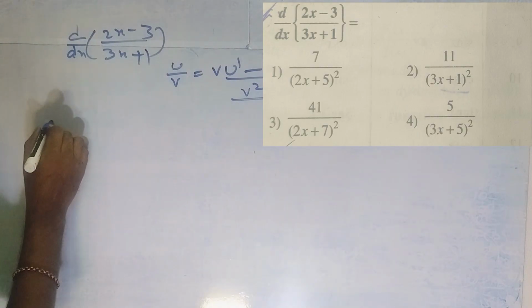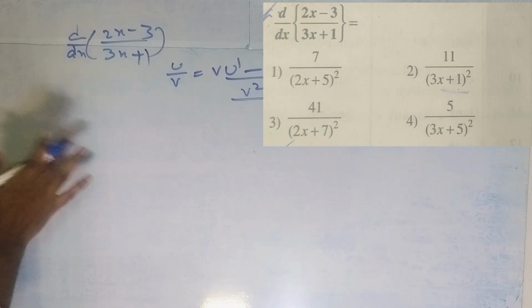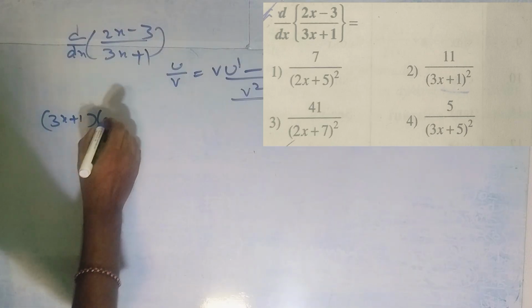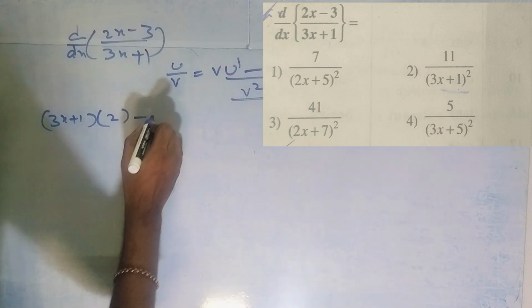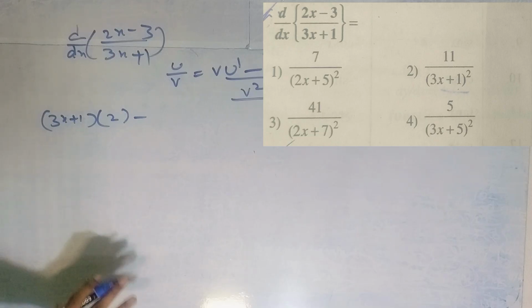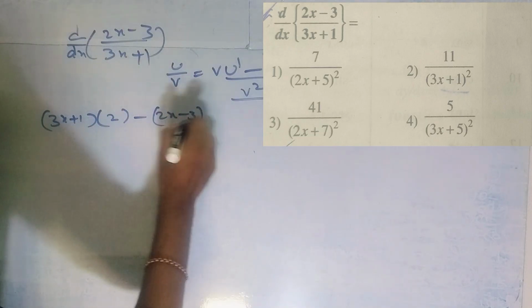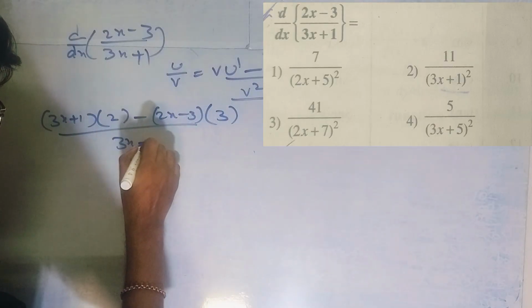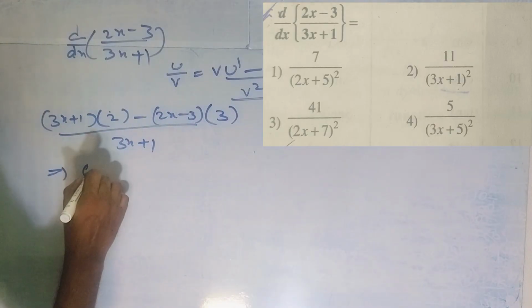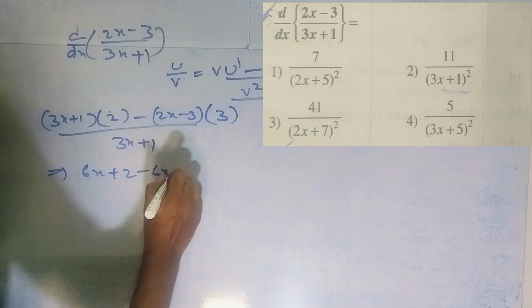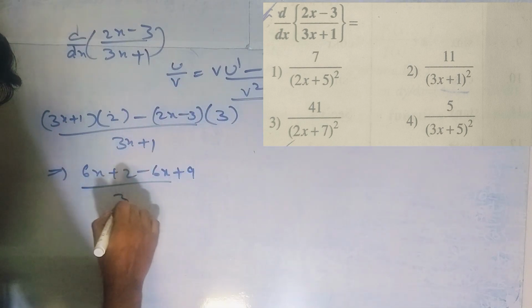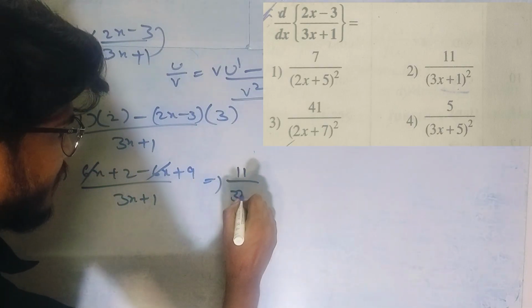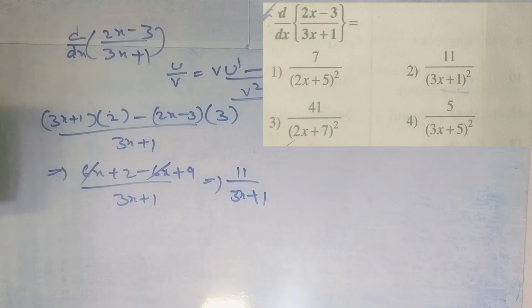Now we proceed with this formula. We take the denominator function 3x plus 1 times the differentiation of the numerator function, that is 2, minus the numerator function 2x minus 3 times the differentiation of the denominator function, that is 3, divided by 3x plus 1 whole square. That is 2 3s are 6x plus 2, minus 3 2s are 6x plus 3 3s are 9, divided by 3x plus 1 whole square. Here 6x is cancelled, giving 11 by 3x plus 1 whole square.